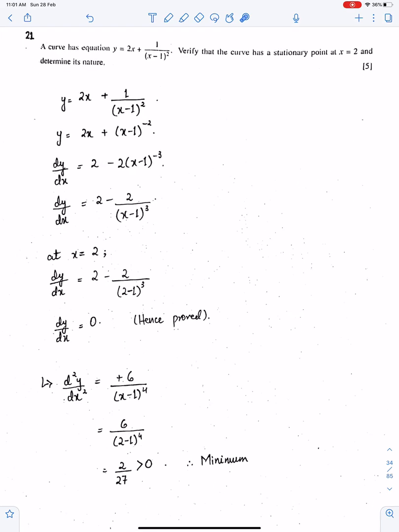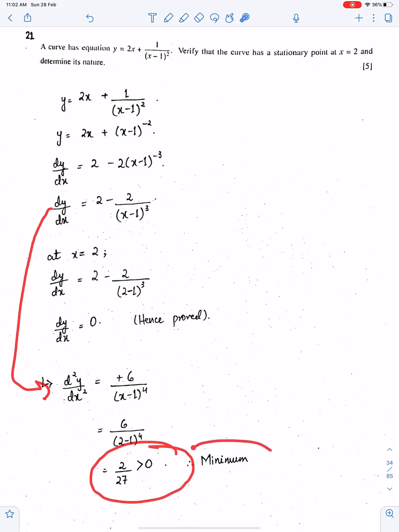Question number 21. A curve has equation. Verify that the curve has a stationary point at x = 2 and determine its nature. Number one, you need to differentiate this. For that, you need to bring this into the numerator. This is the simplified form of this equation. Now, this is the gradient. At x = 2, the gradient is 0. Verify that the curve has a stationary point at x = 2, so at x = 2 the gradient must be 0. So the gradient is 0. For the nature of this point, you need the second derivative. And it's positive, so it is a minimum.